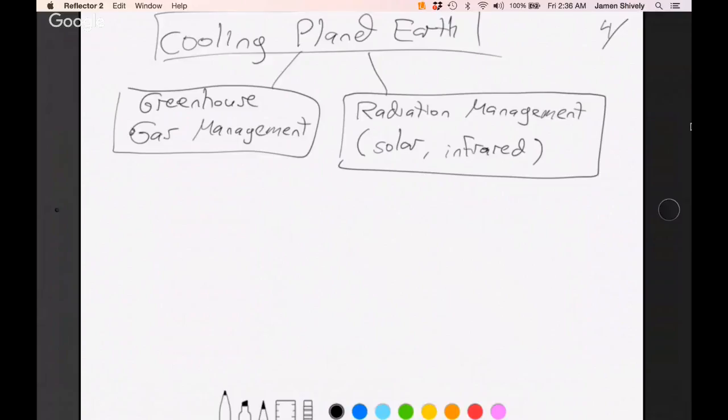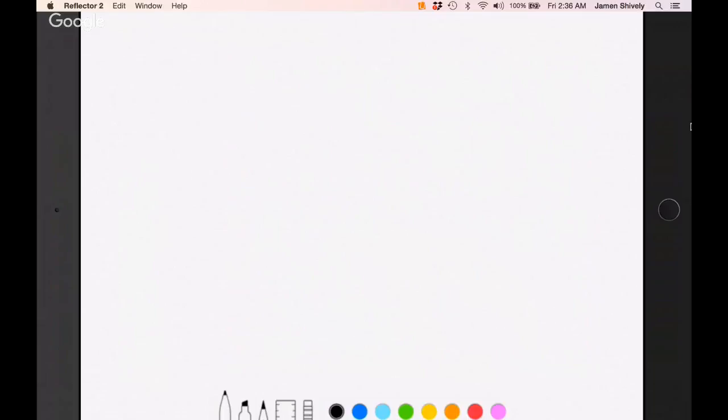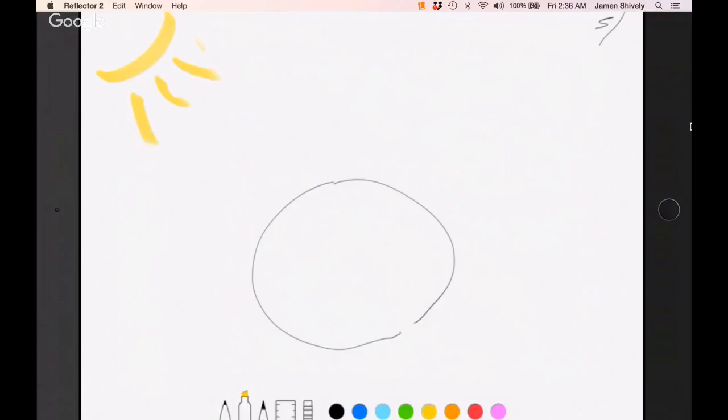Let me just do a quick sketch of the basics of that on the next one here. So here you've got planet Earth. Here you've got the sun. Sunlight comes in. We've got these greenhouse gases in the atmosphere. By the way, I'm going to ask both of you guys to please mute your microphone when you're not talking. Sorry, guys. Oh, no problem, no problem.